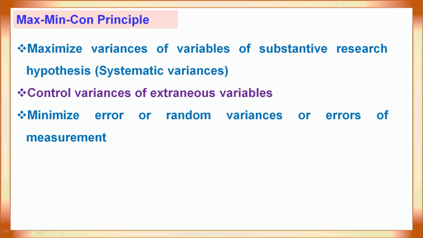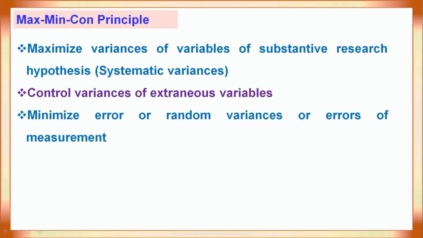Now, this three-part max min con principle, if we expand this: the maximization of the variance of variables of the substantive research hypothesis should be the first aim of the research. That means maximizing the experimental variance. Your purpose of the research is that you manipulate certain change or certain levels of the independent variable, and you want to measure the change happening on the dependent variable due to the change in the independent variable. That we call the effect.